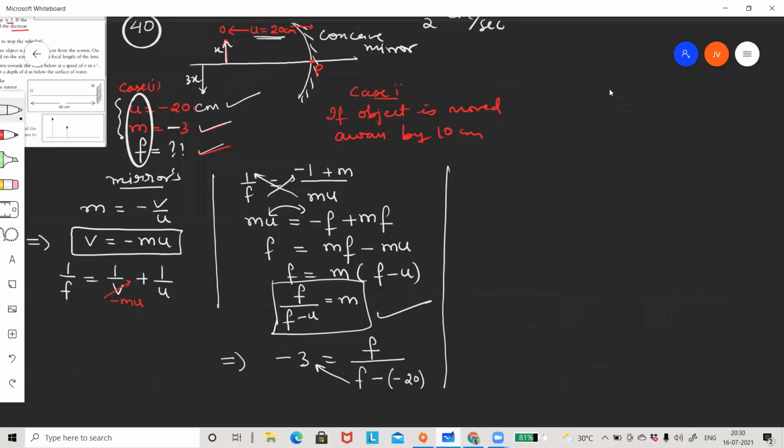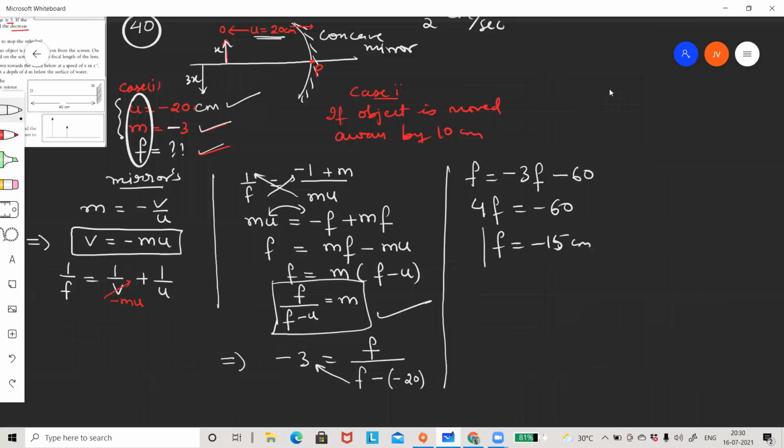Why? Because a concave mirror's focal length has to be negative. So here we have f, which is minus 3 times (f minus of minus 20), that is minus 3f plus 60... so we have minus 60. Then we'll have 4f is minus 60, and f is minus 15 centimeter.